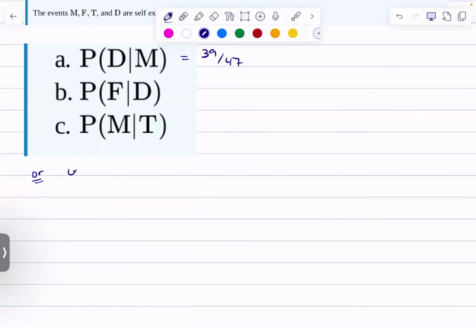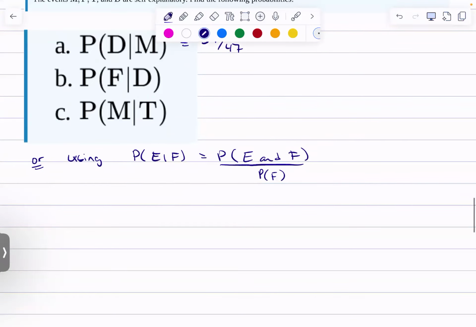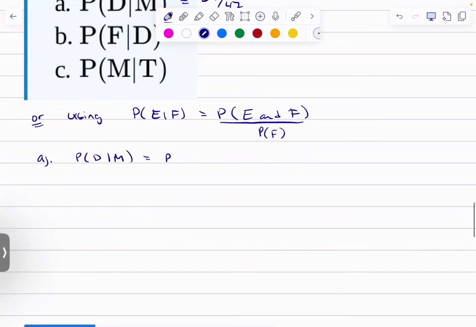Or if you prefer, you could use the formula. The probability of E given F is the probability of E and F divided by the probability of F. In this case, for A, if we have the probability of D given M, same scenario, just map wherever you see an E, you can write a D, and wherever you see an F, you can write an M. That's why it helps to remember how the formula plays out: D and M divided by the probability of M.